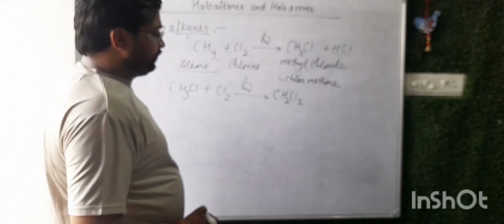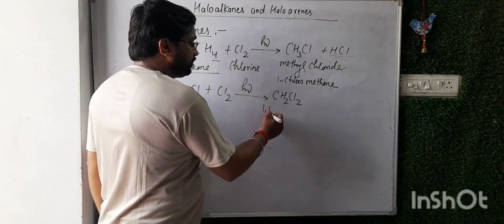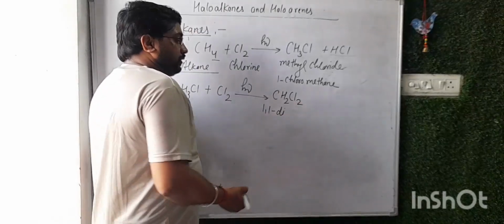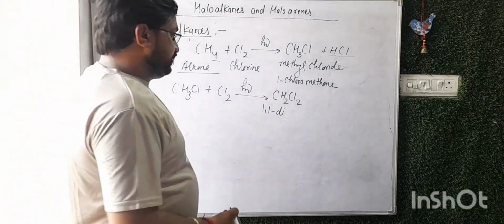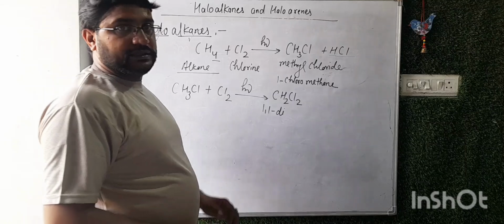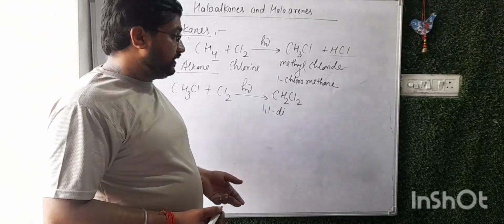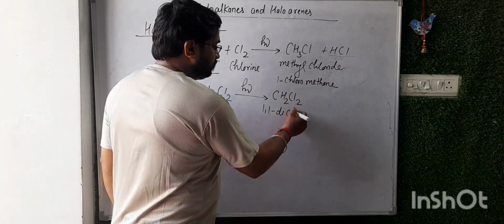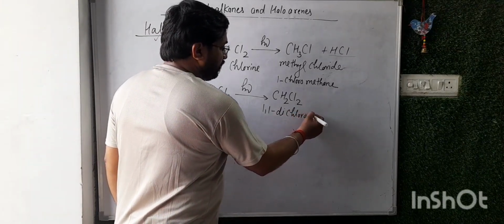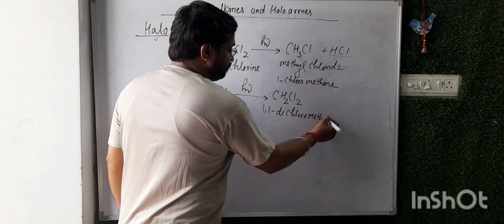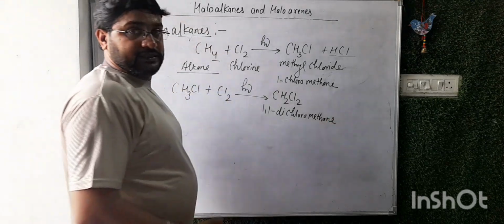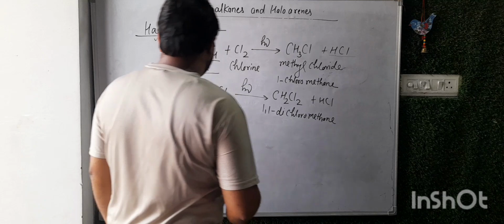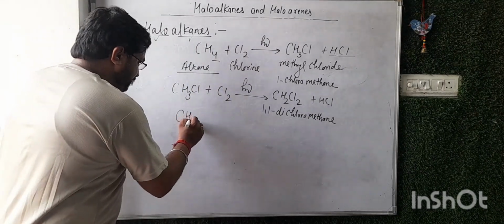dichloromethane, here 1,1-dichloromethane. This is the IUPAC name, 1,1-di. Why are we using di? Because the chlorine is coming 2 times, so we have to indicate this with di. If it is coming 3 times, we say tri, and 4 times we say tetra. After that, chloro, and this is coming from methane. This is their IUPAC name. Again the byproduct is formed, hydrogen chloride, HCl.